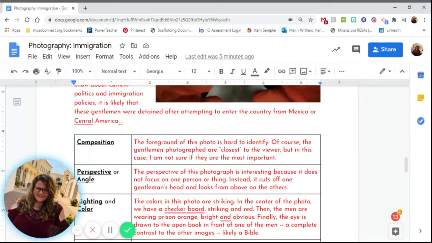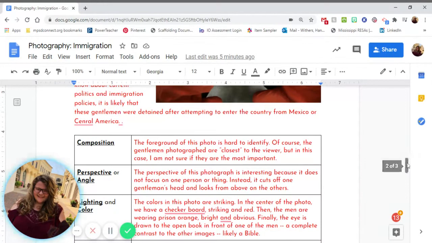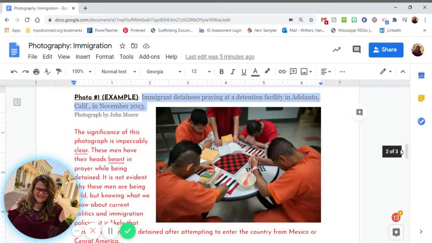Now, we're going to skip this part for now because that's the secondary part. So first, I want to talk about composition. So what is at the front? What is in the back? If you look at this particular picture, it's kind of weird because for me at least, nothing really screams out as being the foreground or the most important.